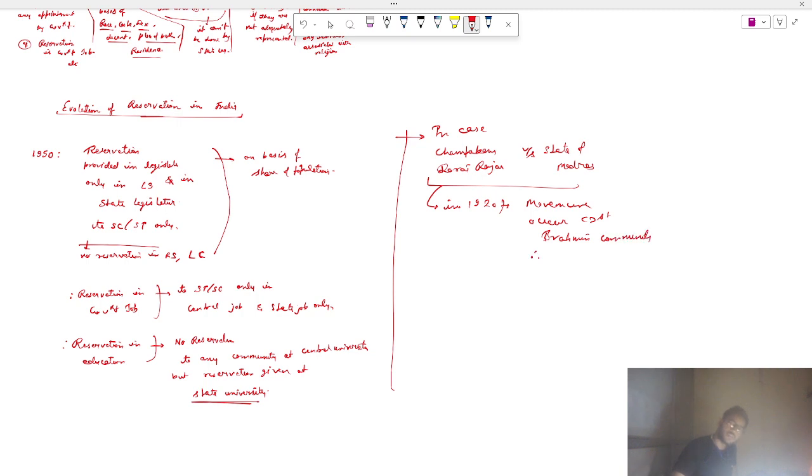Therefore, the government of Madras provided reservation in technical colleges.